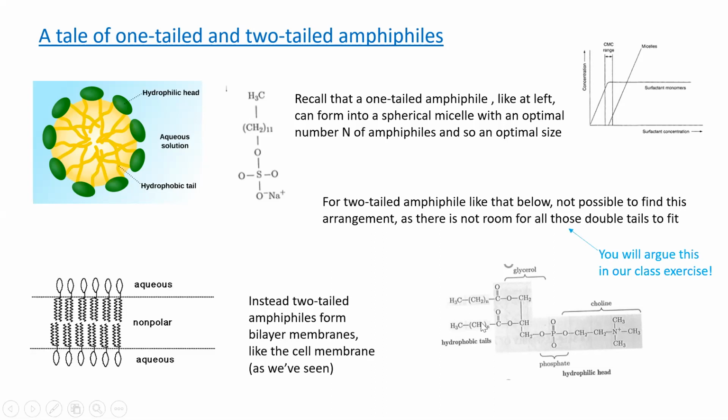So instead, two-tailed amphiphiles form bilayer membranes, like the cell membrane, as we've seen. In doing so, we have the hydrophilic heads on the outside and the hydrophobic tails, two of them, on the inside. And with this structure, there's geometrically enough room to fit these double hydrophobic tails inside and to hide them from the water.